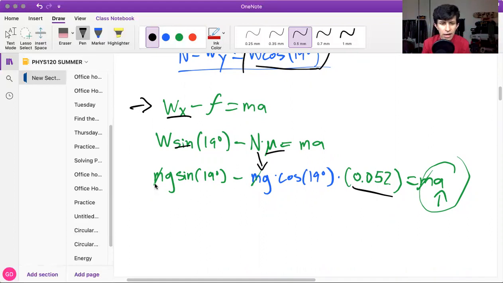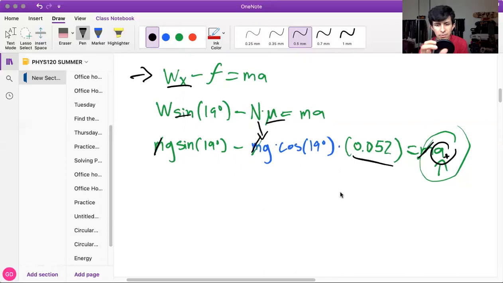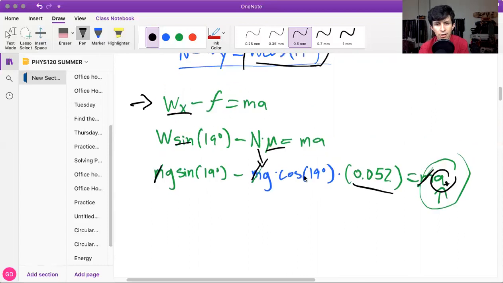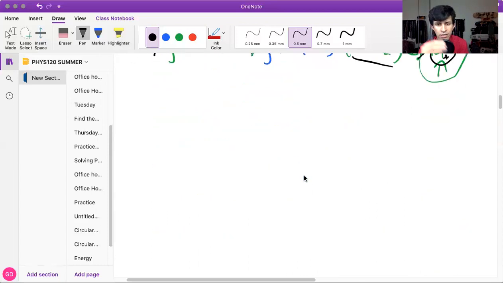One thing you'll notice is that there's an m in each term, so you can cancel that out. So you don't even need to know the mass. All you need to know is g, which is 9.8. And that's it. Everything else is given, the values, and we can solve for a, which is the acceleration in the x direction. So that's how we can solve this problem. The rest is just plugging it into your calculator to determine a. And that's how you solve this problem. Just breaking it down into these steps always helps.